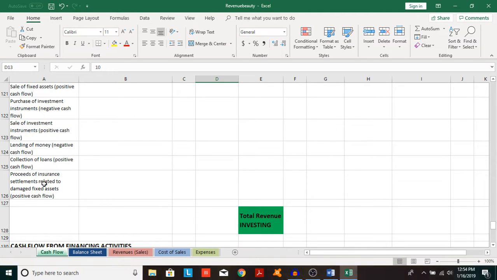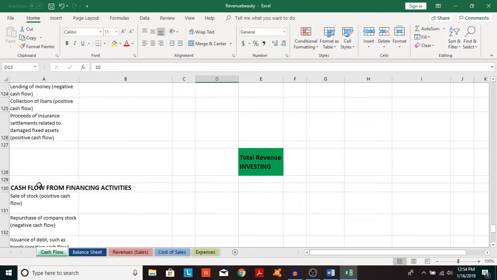The cash flows from investing activities line is one of the more important items on the statement of cash flows. It can be a substantial source or use of cash that significantly offsets any positive or negative amounts of cash flow generated from operations. The next section that I'd like to discuss is the cash flow from financing activities.